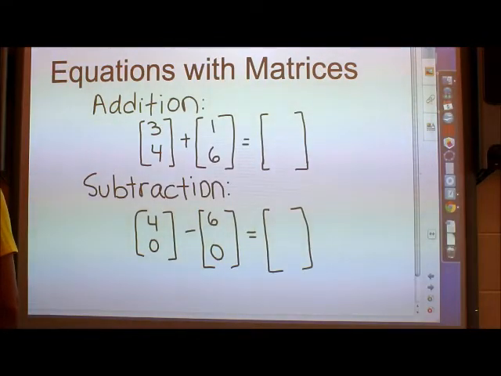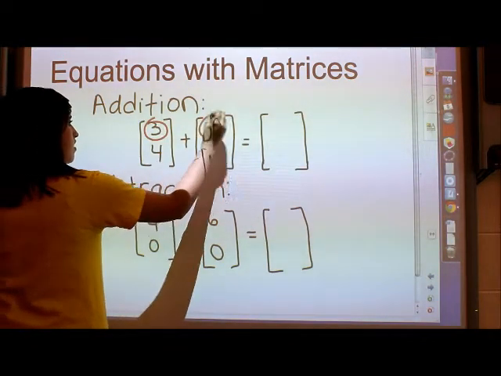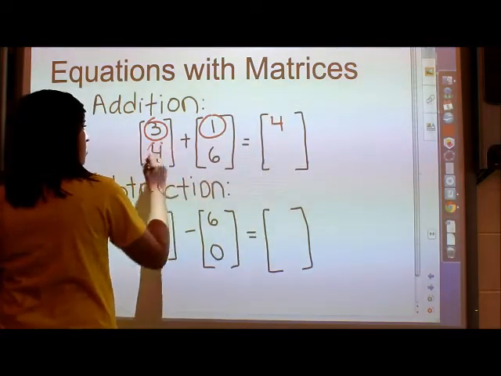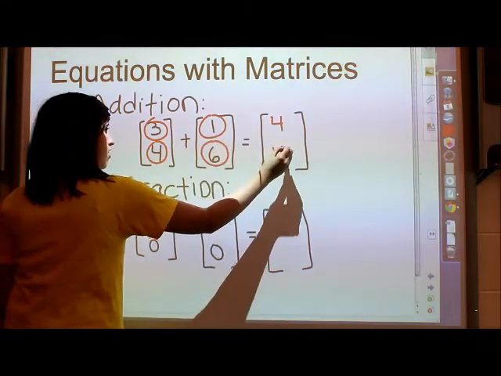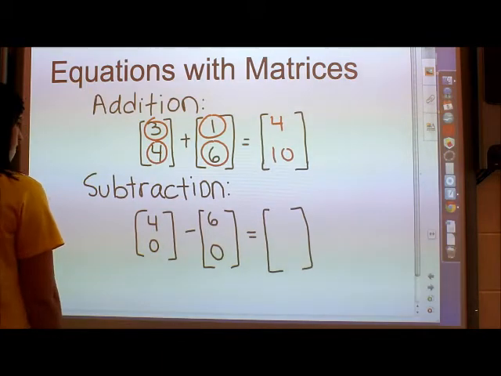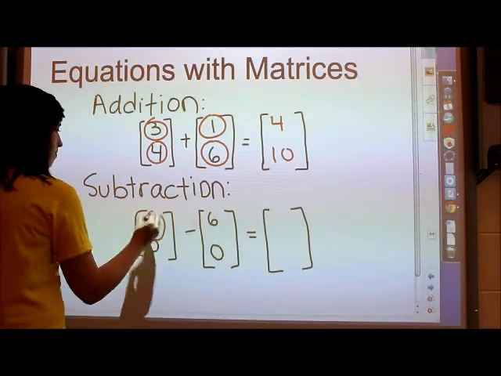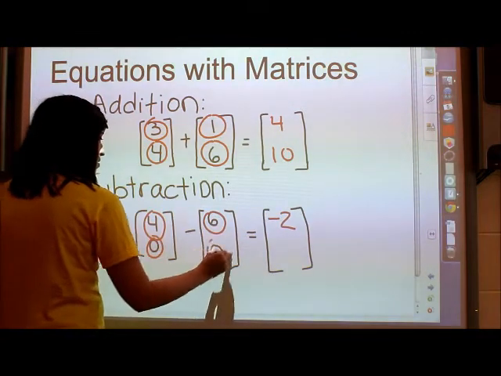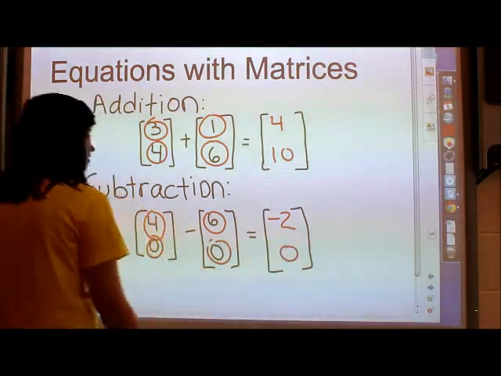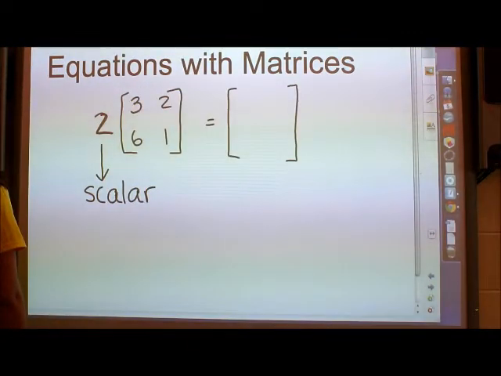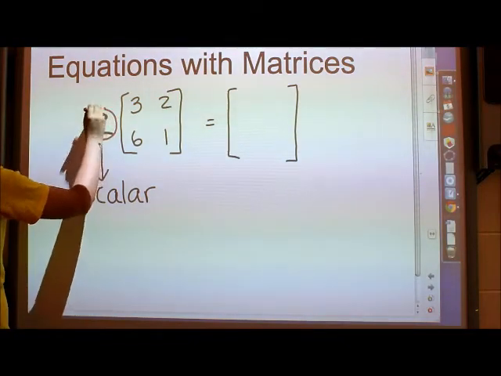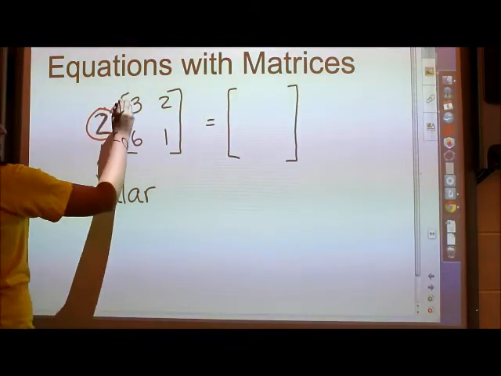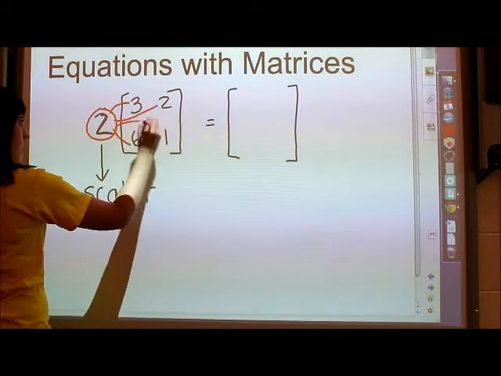Equations with matrices are just as easy. When adding matrices, you must find the sum of the corresponding elements in each matrix. When subtracting, you find the difference of the corresponding elements. When you want to multiply a matrix by a single number or a scalar, you multiply each element in the matrix by that number.